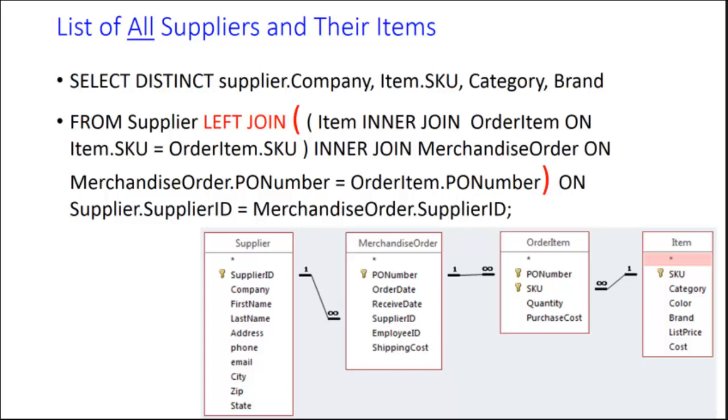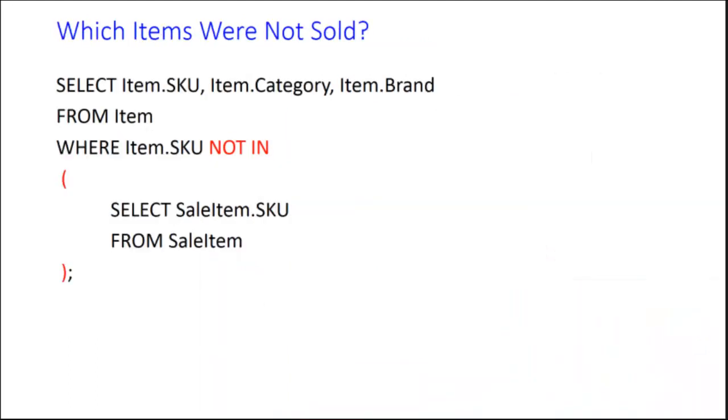For example, if you're going to retrieve a list of all suppliers and their items, the query will join all four tables that are involved. To include suppliers with no order, we can join the three tables, merchandise order, order item, and close them in a pair of parentheses, and then do a left join with supplier. And how to match the supplier? Well, the supplier has a relationship with merchandise order. We do a left join between supplier and merchandise order, and it will retrieve the list we need, including supplier with no orders.